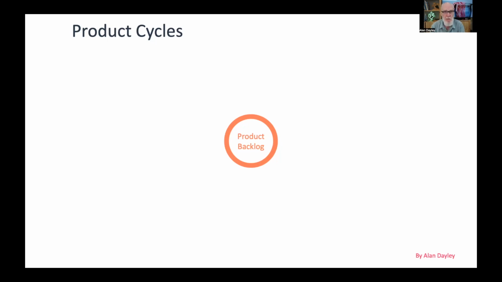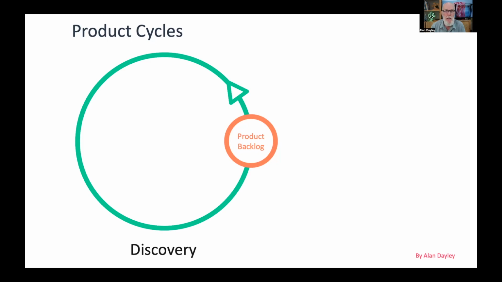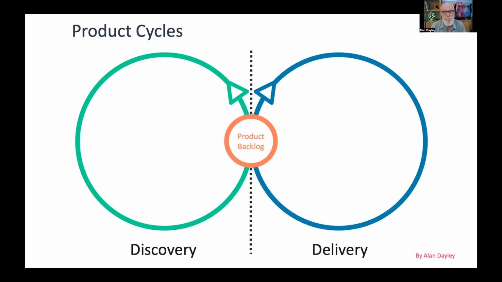The main cycles that come out of this are the discovery cycle and the delivery cycle. These are running simultaneously all the time. We're discovering and we're delivering. In fact, they overlap a little bit, but it's useful to think about them as separate. So let's look at discovery for a minute.